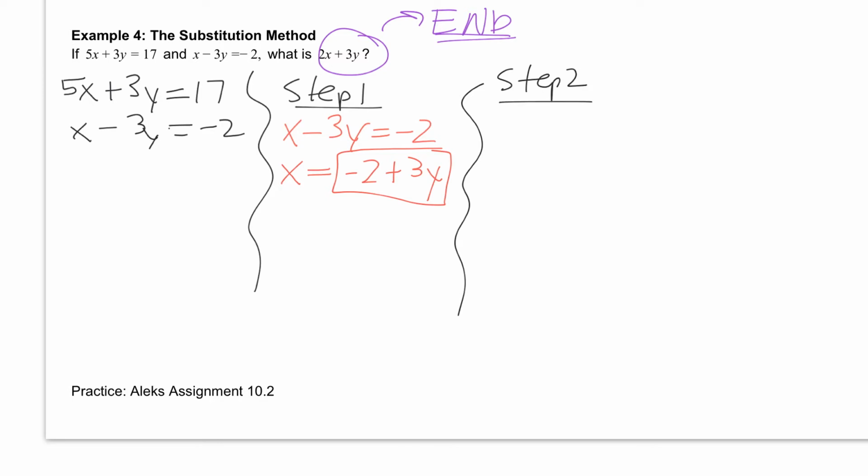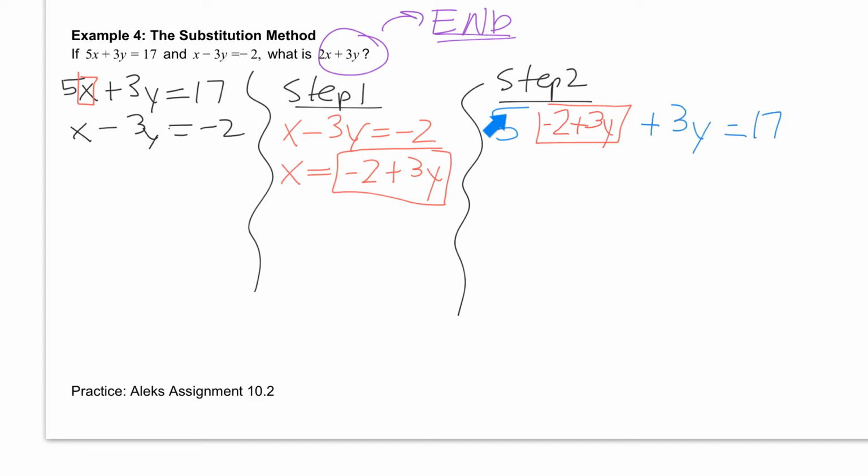And then in step 2, since I solved for x, I'm going to go to my other equation and put my box around the x, so I know what to replace. Rewriting this equation, I start with my 5. And then I have my box. And inside that box, instead of the x, I want what x is equal to, which is negative 2 plus 3y. And then I have still my plus 3y equal to 17.